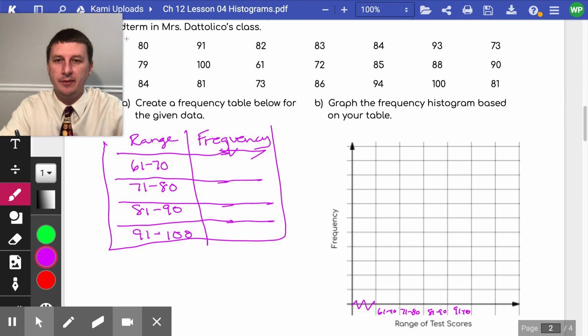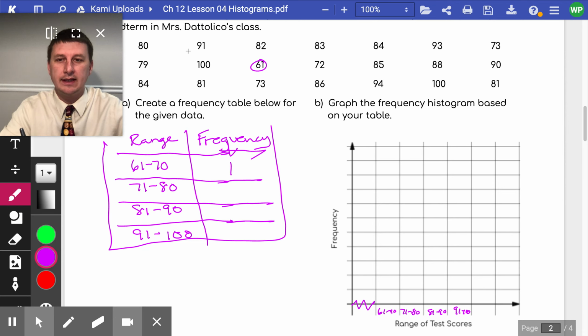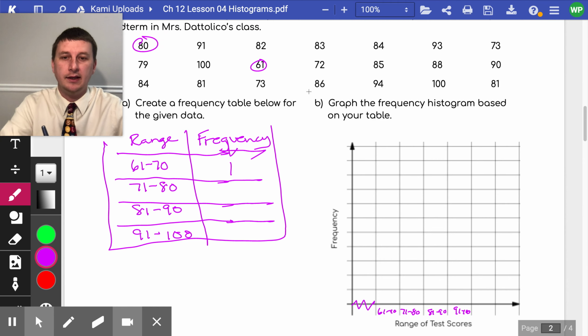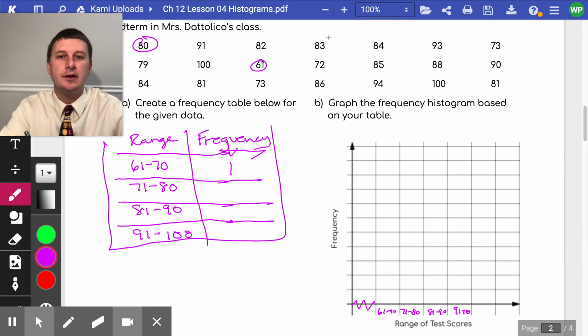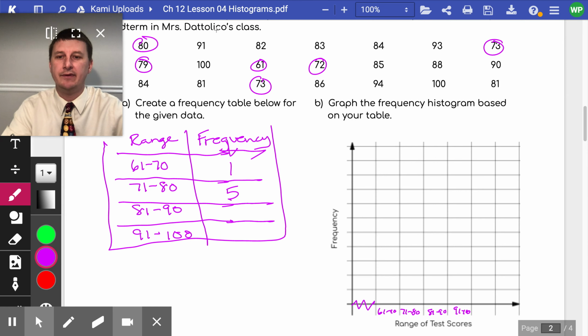So I'm going to look and I'm going to see how many I have between 61 and 70. I only see 1. So I'm going to put frequency 1 there. Okay, 71 to 80. 80 is included in the 71 to 80 range. 1, 2, 3, 4, 5. Looks like I have 5 values in the 71 to 80 range.